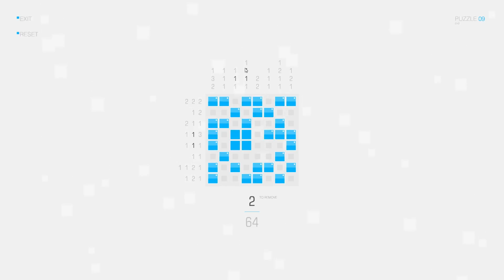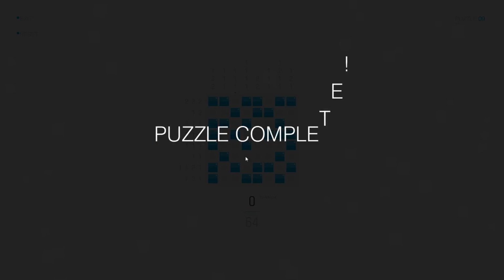So let's look at this column. We need 2 more separate squares. 1 isn't finalized yet, I can do it like this. And this one also has to be marked. So this one is a separate square also in this row. I can delete this square and finalize the puzzle by marking this square for this clue.